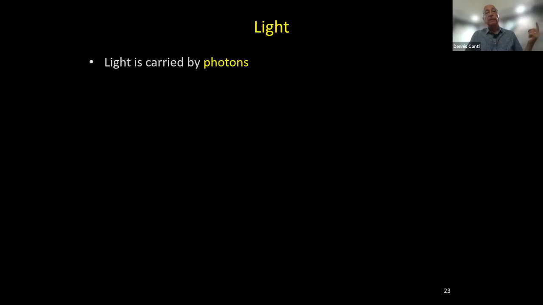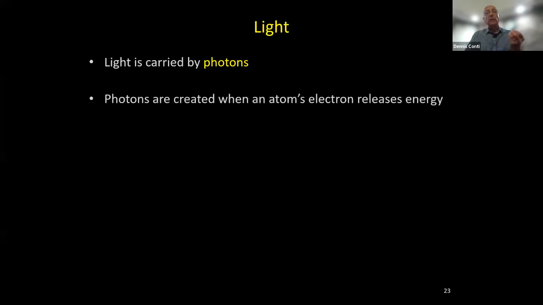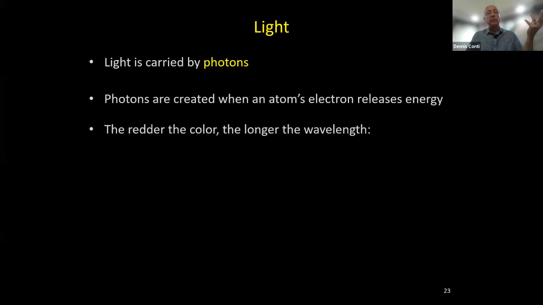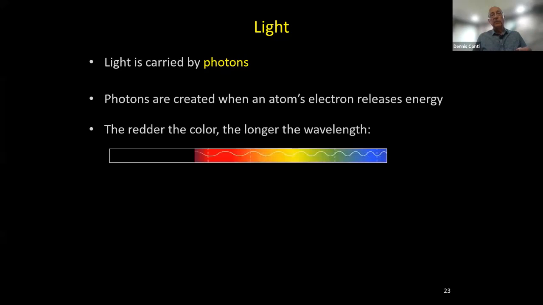Okay, let's talk about light. One of the elementary particles, I'm sure you've heard of, is called the photon. This is what carries light. Photons are created when an atom's electron releases energy. Now, the redder the color of light, the longer the wavelength. So for example, if I look at a rainbow of colors, blue has a certain wavelength, but as light is stretched to longer wavelengths, it gets redder and then gets into the infrared. We, with our eyes, of course, can only see up to red.